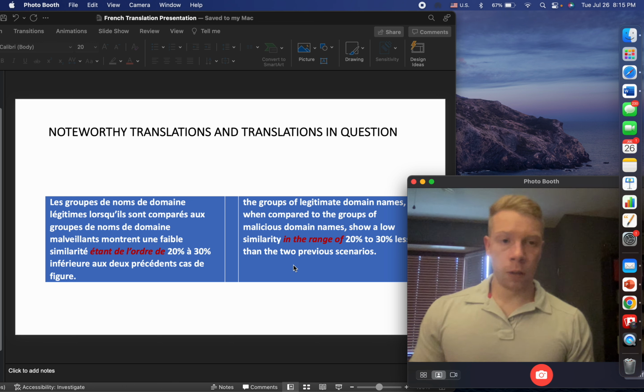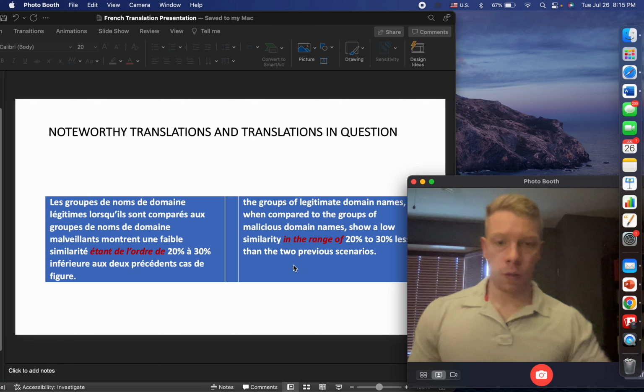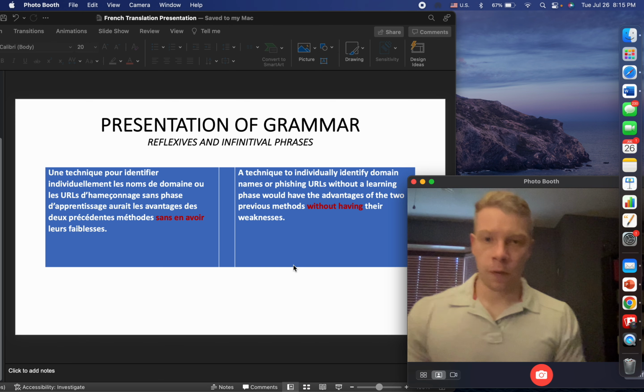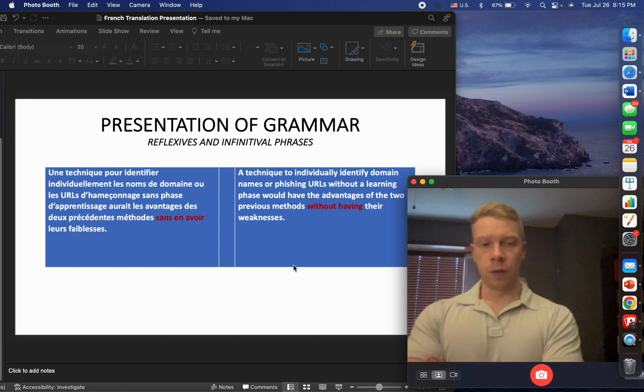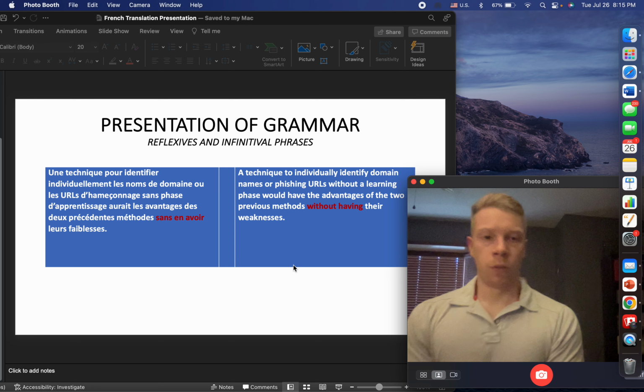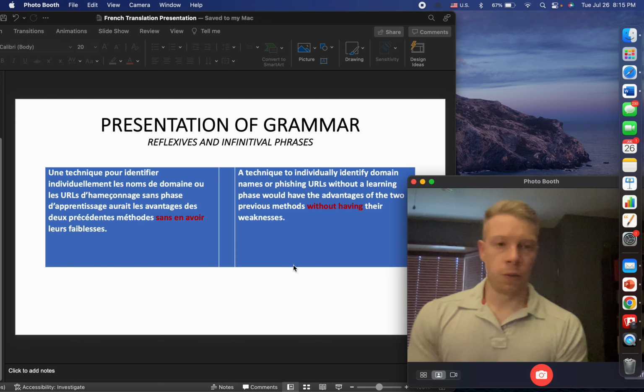And finally, sorry, this slide. Finally, another aspect is infinitival phrases with prepositions. So really prepositional phrases, preposition plus infinitive. In English, we always use the gerund after prepositions: without seeing, without having, without doing. So she crossed the street without looking. In French and in other languages as well, it's quite different in the fact that they use the infinitive.